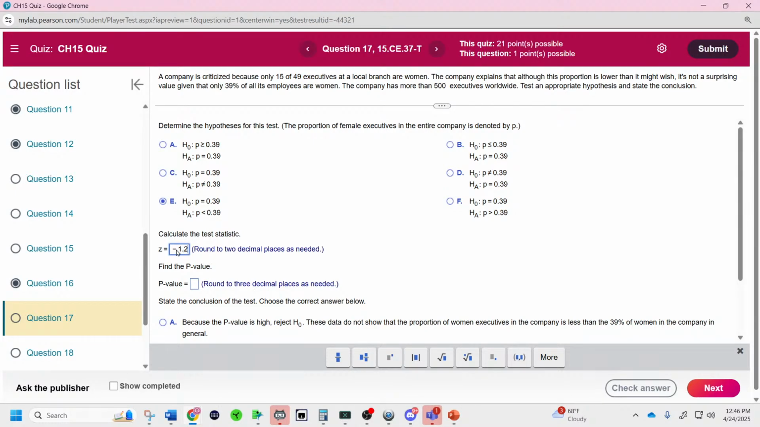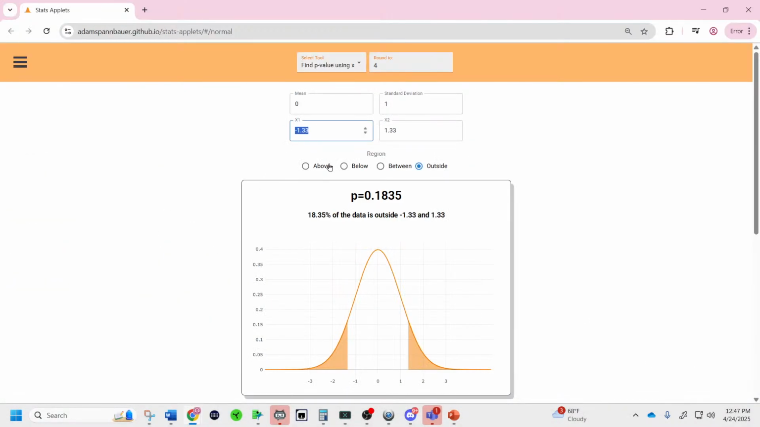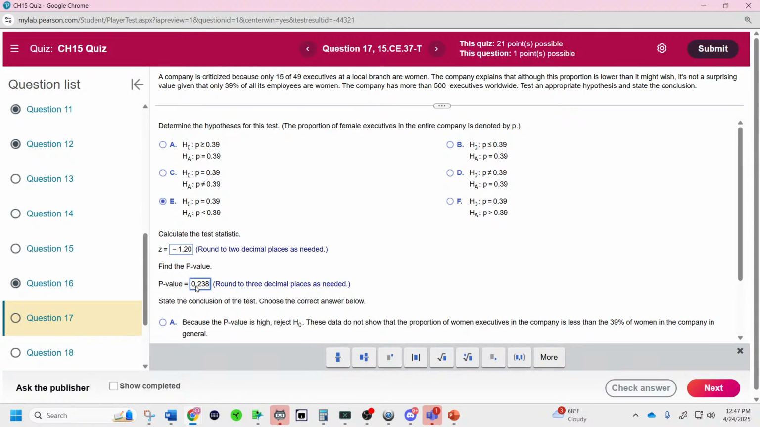The p-value, I wish I could guess it. It's going to be like 20 something. Let's find out. Go to the z table, below negative 1.20. Wow, I was way off because I didn't do the curve right. It's 0.115. Oh, I doubled it. That's what I did in my head.